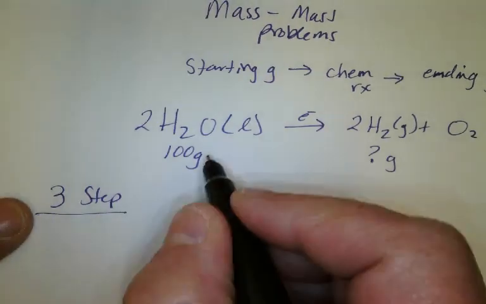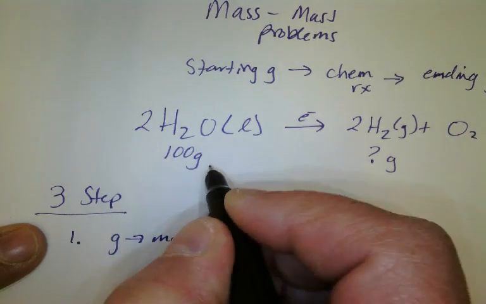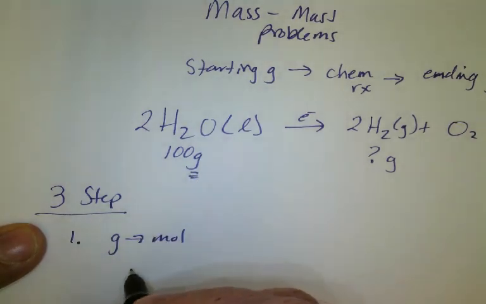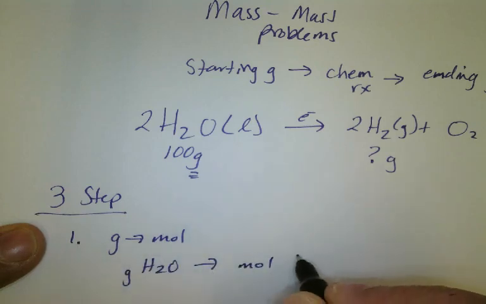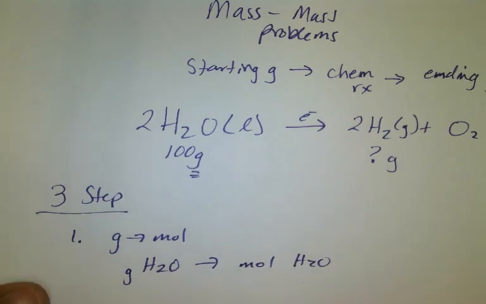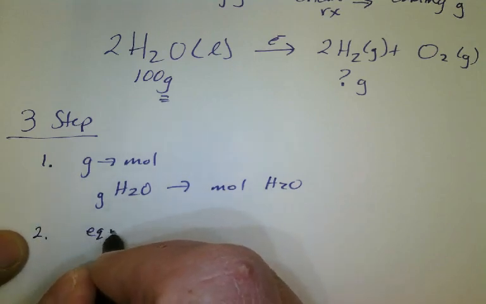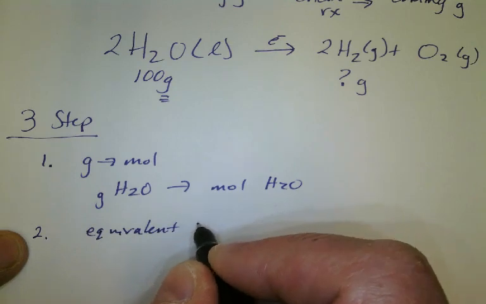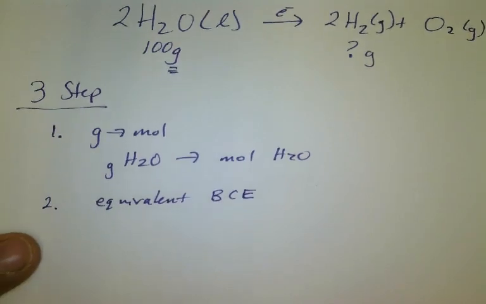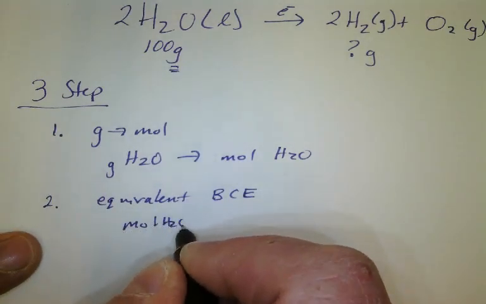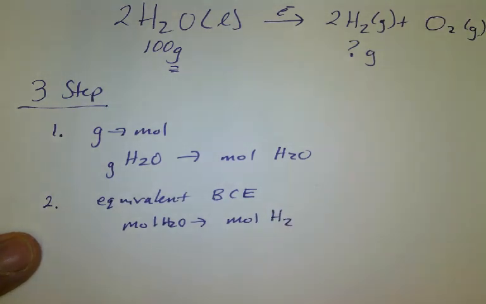You're going to have to first change grams to moles. Whatever you have in grams, in this case we have water, so I'm going to change my grams of water to moles of water. This is my problem-solving process. Then I'm going to do my equivalent. I'm going to use my balanced chemical equation, so I'm going to use my coefficients. I'm going to go from moles of water to the moles of what I actually want to find out. I want to find out how many moles of hydrogen I make.